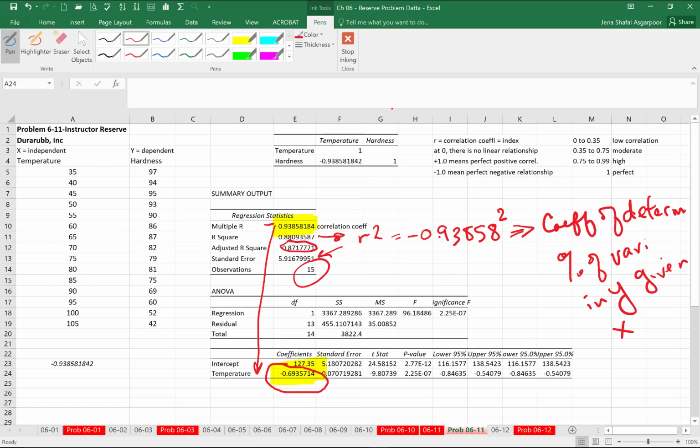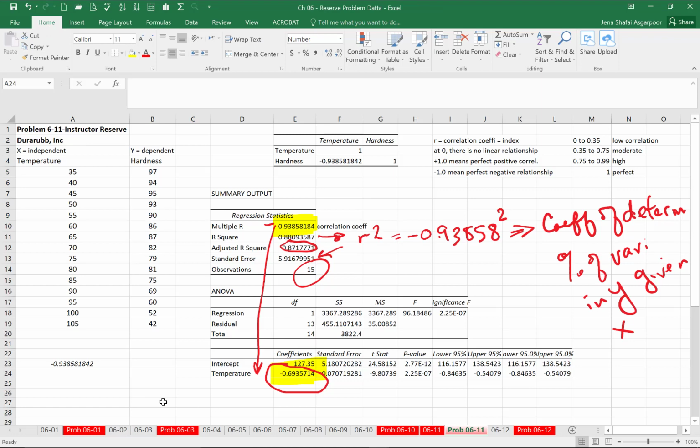Okay, our regression equation, therefore, is predicted y, or predicted hardness, is equal to 127.35, which is the intercept for the line, minus, or we can say plus, negative 0.694 times the temperature. So that's our predictive model.